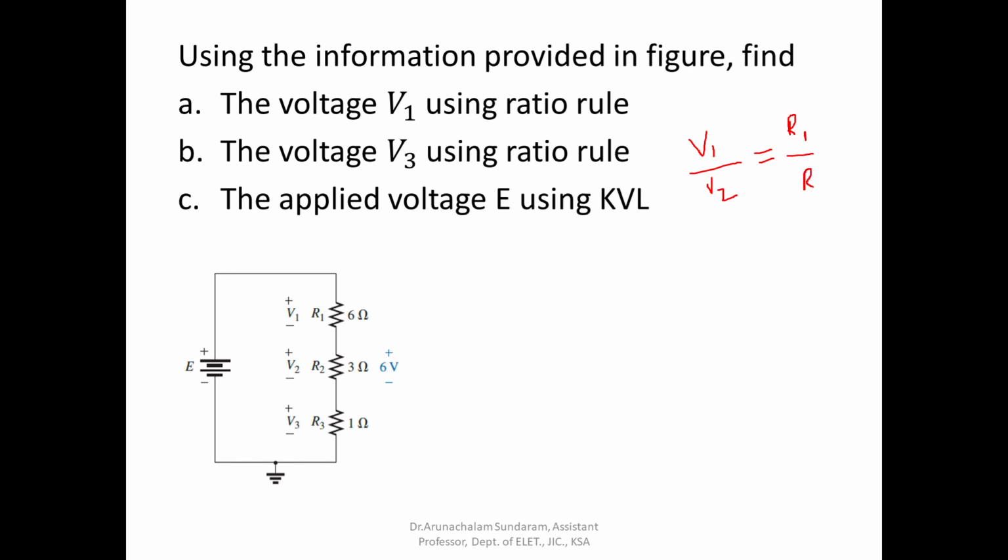Now we can very easily solve this question if you know the formula. Now what is V1? We don't know what is V1, so we have to keep it as V1. Do you know V2? Yeah, this is V2 and they have given the voltage across the resistor is 6.